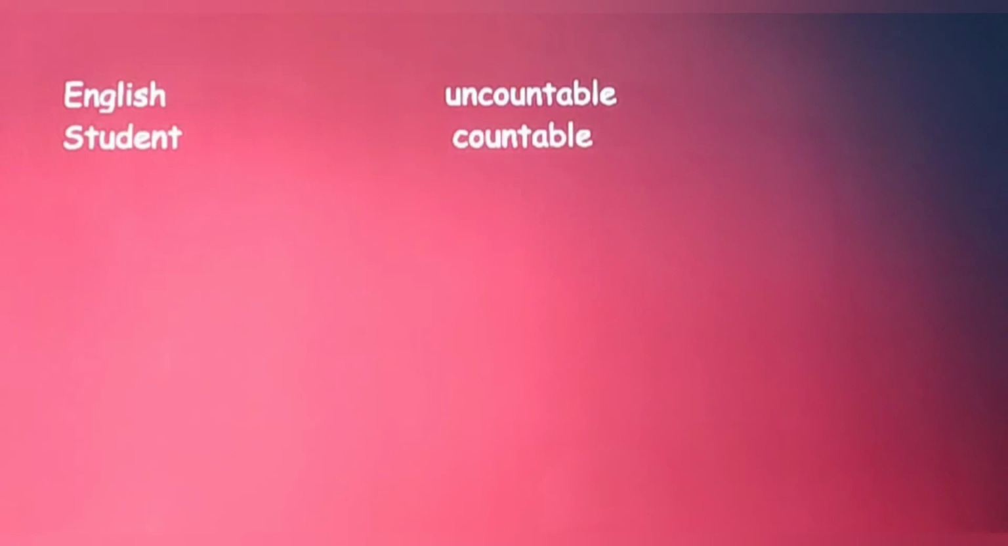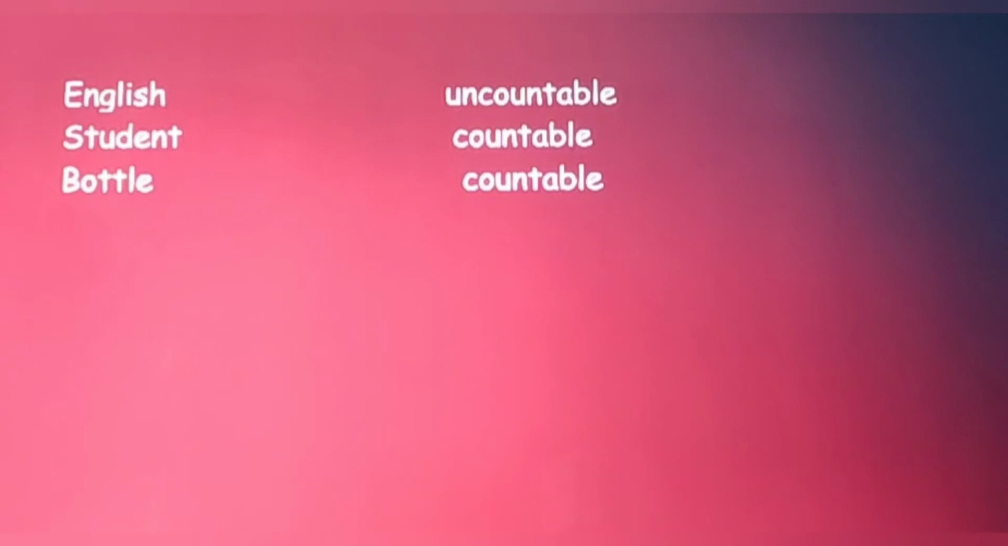Let's discuss one question to understand countable and uncountable nouns better. Can you tell me whether English is a countable or uncountable noun? Yes, English is an uncountable noun. We cannot count English. We cannot say, I like to English. No, we would say, I like English. What about students? Student is a countable noun because we can count the number of students. For example, I have 32 students in my class.